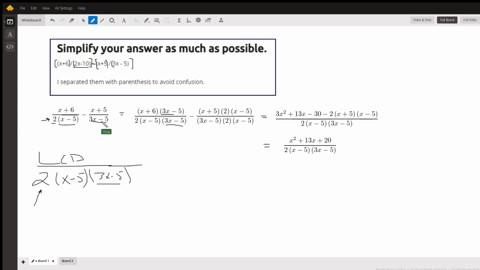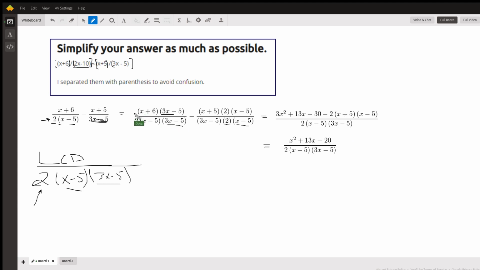The factors missing from this denominator to make it look like the LCD are the 2 and the x minus 5. There they are. We're allowed to multiply top and bottom by those expressions because we're really multiplying by the number 1, and 1 times any number gives you the same number you started with. Okay, so here is the new fraction written with the new numerators all over the common denominator.